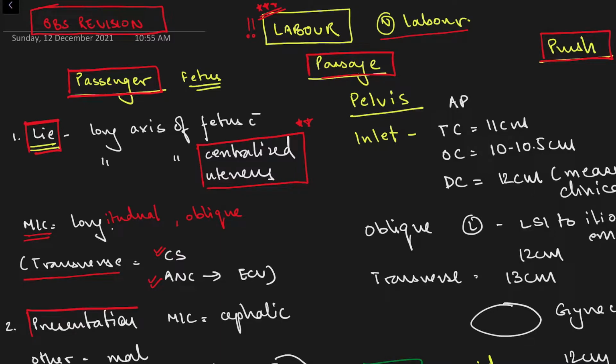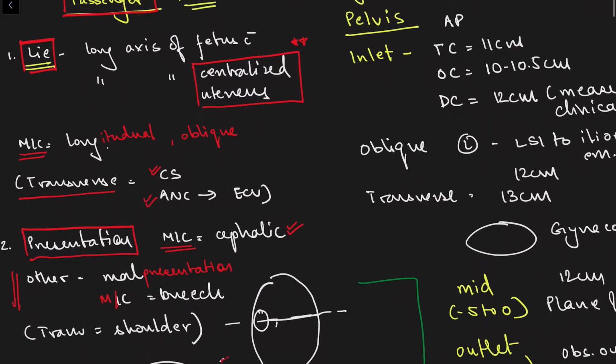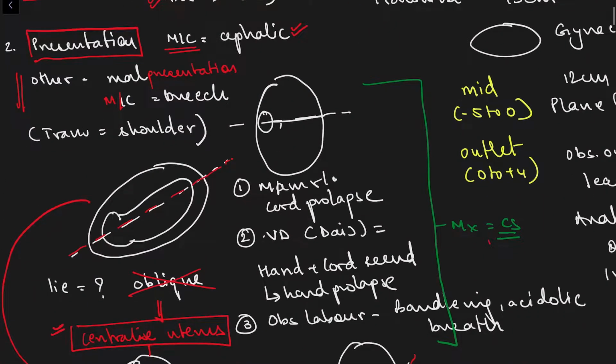Next is presentation. The most common presentation is cephalic, right? And any other presentation apart from cephalic would be called a malpresentation. What is the most common malpresentation? It is breech. In transverse lie, the malpresentation or the presenting part would be a shoulder.